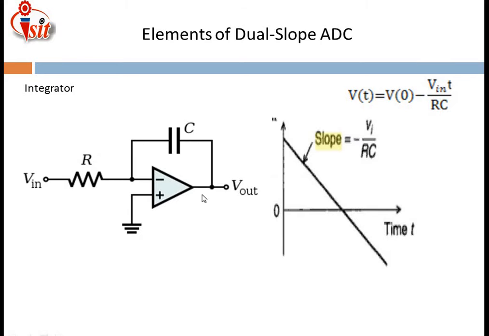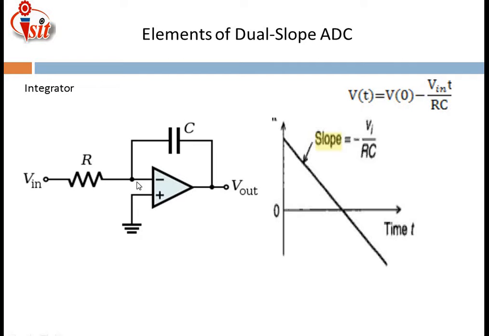Then the elements of the dual slope ADC. Dual slope ADC is related to an integrator circuit. Just see here, for the integration purpose of that op amp, we are connecting a capacitor in the feedback path. The output is connected back towards the input, that is the negative terminal, and the feedback path has only one single component present. That component is a capacitor instead of a resistor. If we connect a capacitor in the feedback path of an op amp, then that type of circuit we call an integrator.